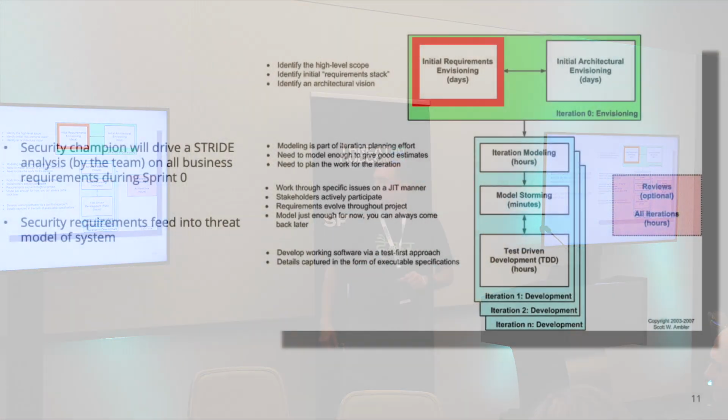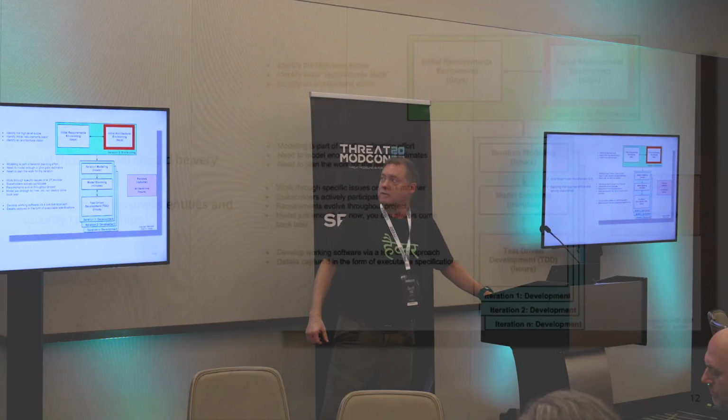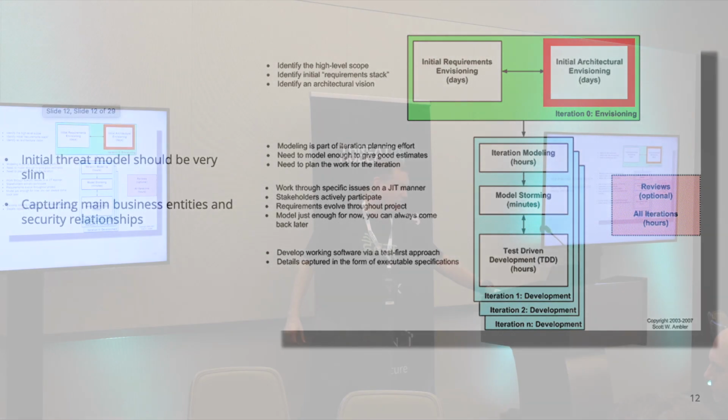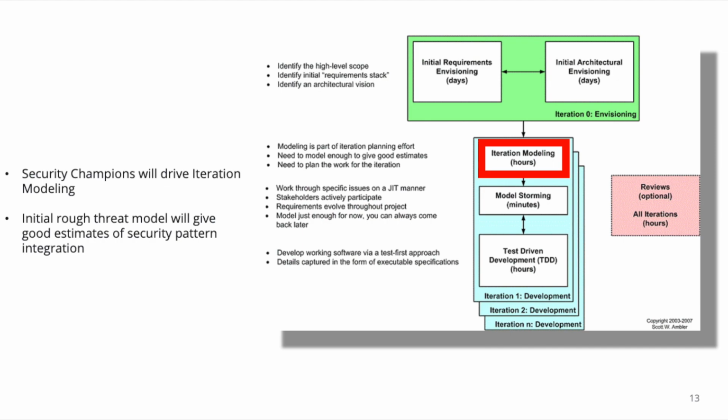So this is just another way of looking at it. The initial requirements envisioning, that's the business level stuff, where we map up the business level stuff, and we extract out the security requirements that we need, and we're going to feed that into the architectural envisioning right here. The architectural envisioning is going to give us an epic level threat model, which we can take and slice as we go into each of the different sprints, right down here. So the sprint, the iteration modeling will happen on a certain sprint level threat model.